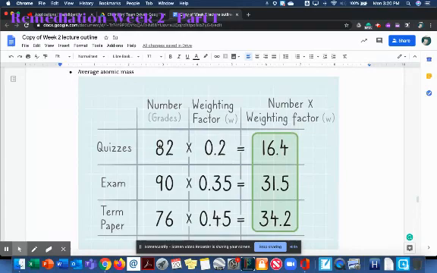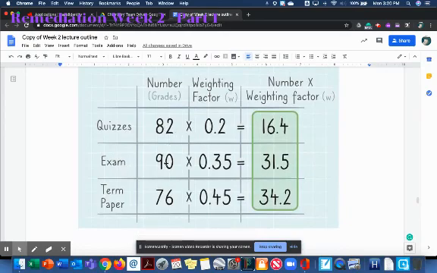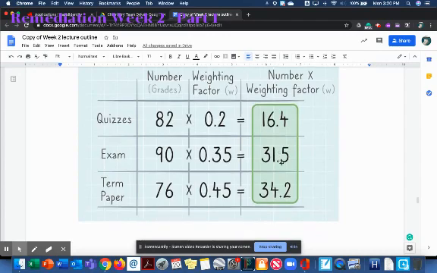Okay? And so to get that final average, we have to take the average score in each of those parts, multiply it by that weighting factor, and get that part of the grade. And then the final average is the sum of all 3 of those different factors, or 82.1%.